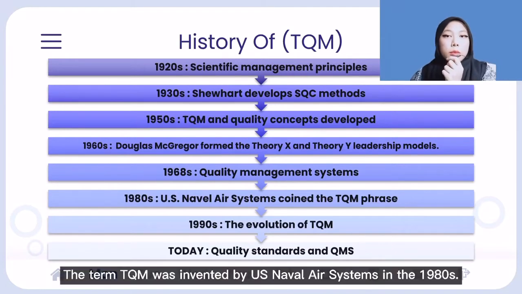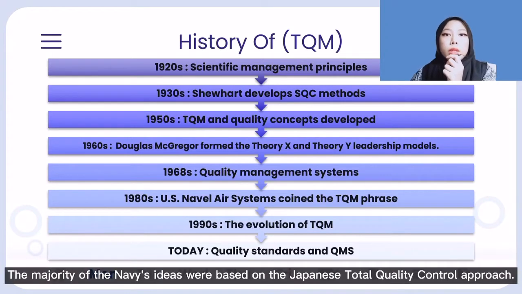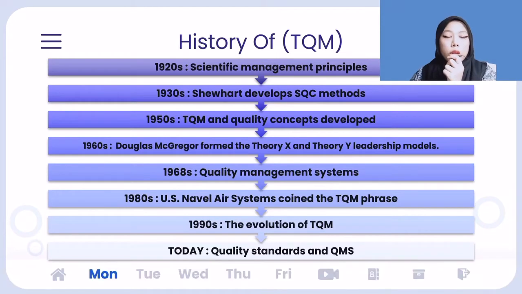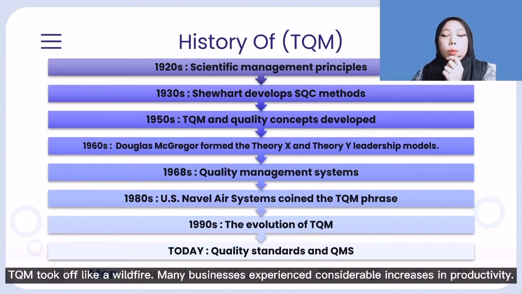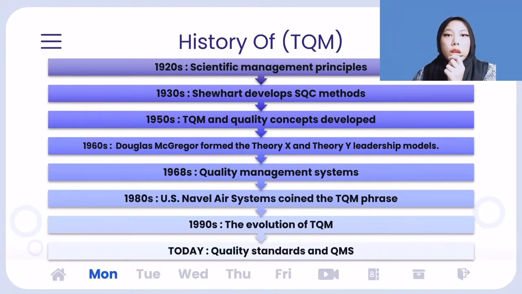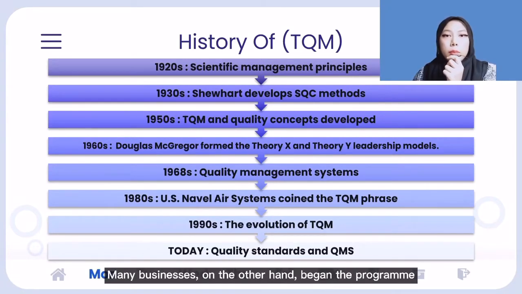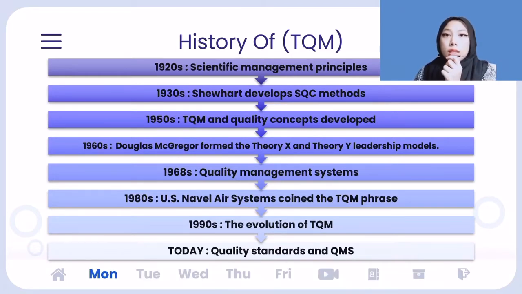The term TQM was invented by the US Naval Air Systems Command in the 1980s. The majority of the Navy's ideas were based on the Japanese total quality control approach. During the 1980s, many businesses implemented TQM. TQM took off like a wildfire. Many businesses experienced considerable increases in productivity. Many businesses, on the other hand, began the program and failed terribly because they were unwilling to change.